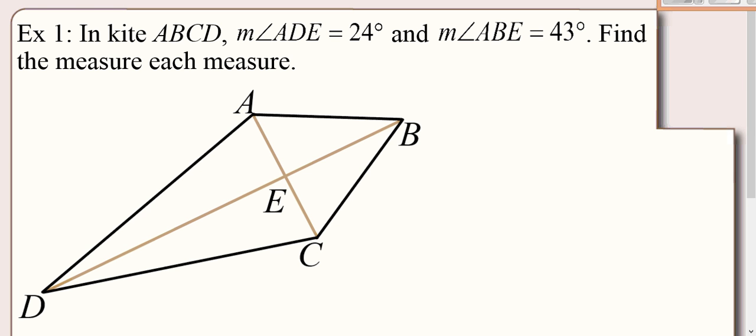So here we're going to look at an example with a kite. We use all those properties about the angles that we wrote down a little while ago. So remember, there's angles that are congruent to each other. There's quite a few. And it is a quadrilateral, so if we needed to, we could say that all the angles are going to add up to be 360. So we're told angle ADE is 24. I'm going to fill that in. And ABE is 43.